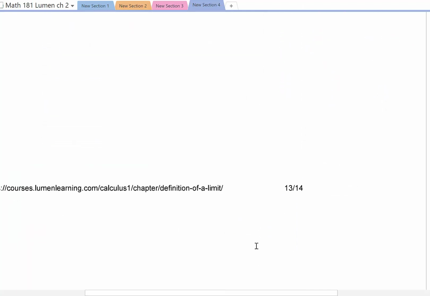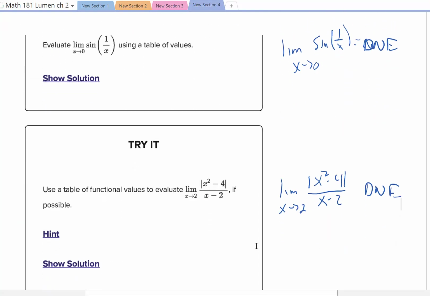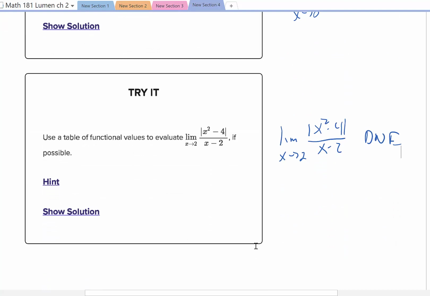And I believe that's the end of our lesson. I hope this was a good introduction to limits. We're going to be using limits when we get to the definition of a derivative. But we have more lessons coming up on limits. So stay tuned.